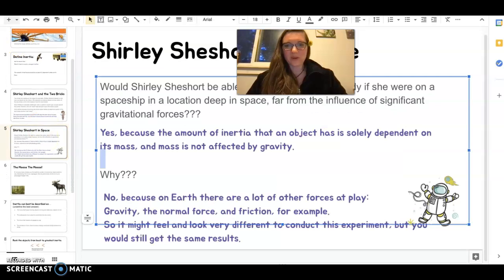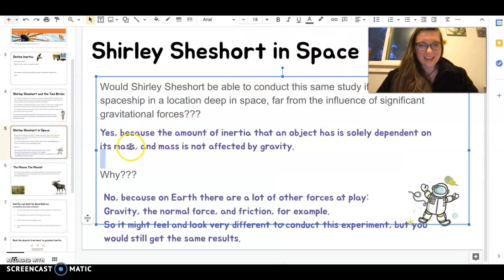Let me write that. Okay, so here's the two answers there. Yes, because the amount of inertia that an object has is solely dependent on its mass, and mass is not affected by gravity. So in that way, you could totally do this experiment in space, and it would still work.